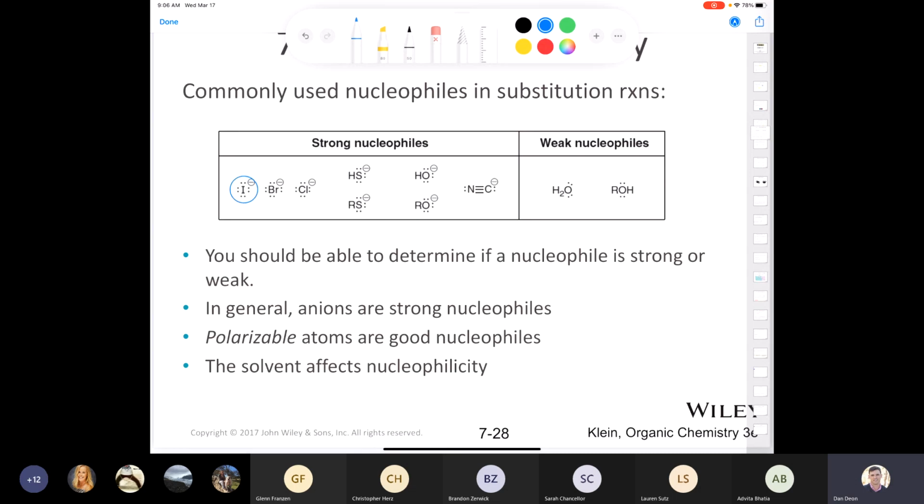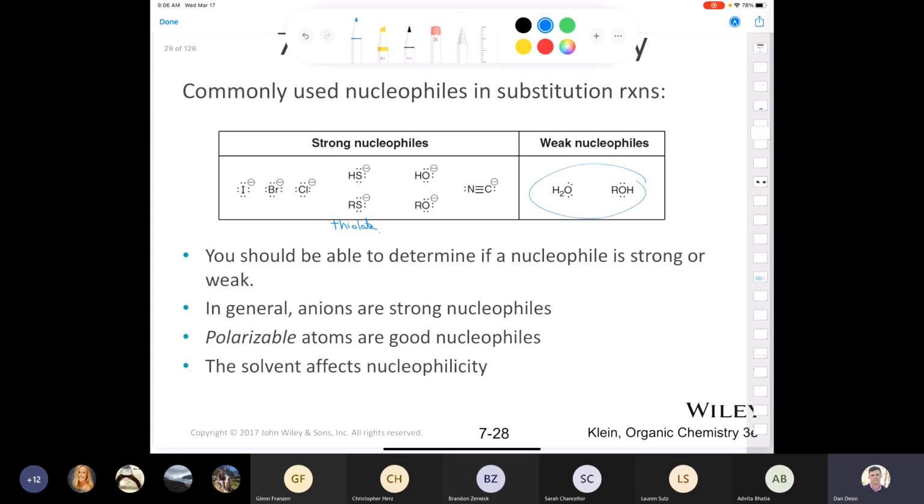We have iodide, bromide, chloride, right? Those are the halides. I told you that fluoride is not going to show up as much in this class. A fluoride can be an amazing nucleophile depending on the situation, but our book doesn't use it very much. This one is a hydrosulfide. So a hydrosulfide, I wrote that down a couple slides ago. When you have RS minus, that's called a thiolate. This is called an alkoxide. This is called a hydroxide, and this is called cyanide.